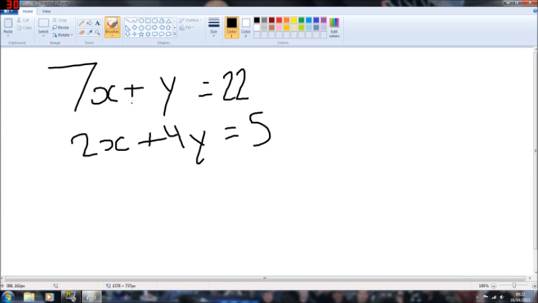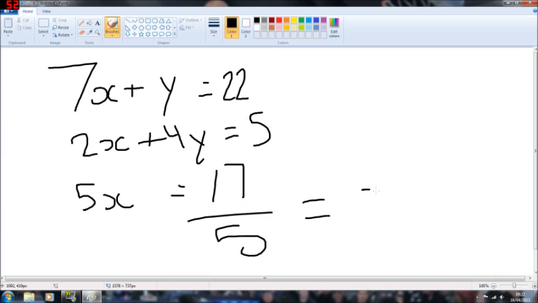Well, first and foremost, you look at the symbols here. They're both pluses, so you gotta minus them. 7x minus 2x equals 5x. 4y minus 4y equals 0y. 22 minus 5 equals 17. 17 divided by 5, and boom, you have the answer to x. When you get the answer to x, replace this with that number, and you just work out the equation like I showed you on the first part of this video.